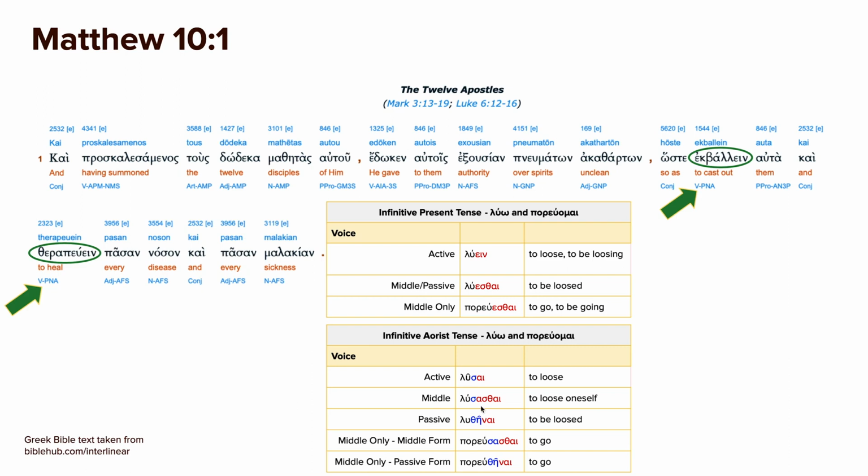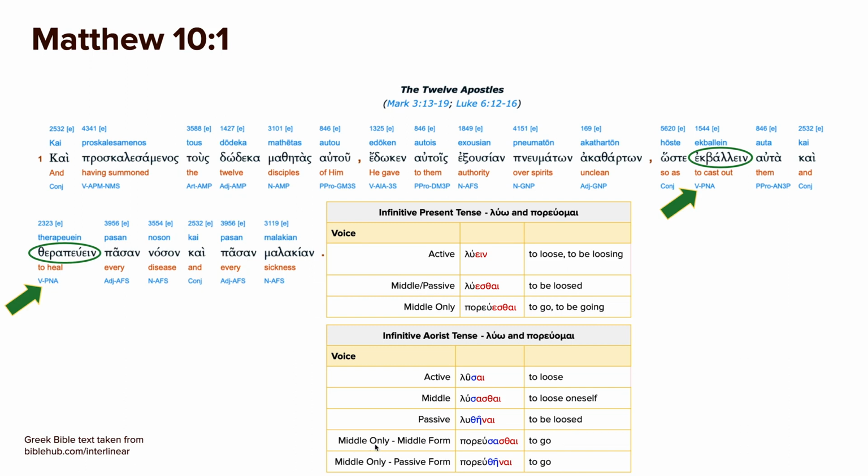So instead of lusai, you become luthenai. So you add this thane in the middle, which replaces the sigma. Luthenai is to be loosed. Lusasthai is to loose oneself. Luthenai is to be loosed.